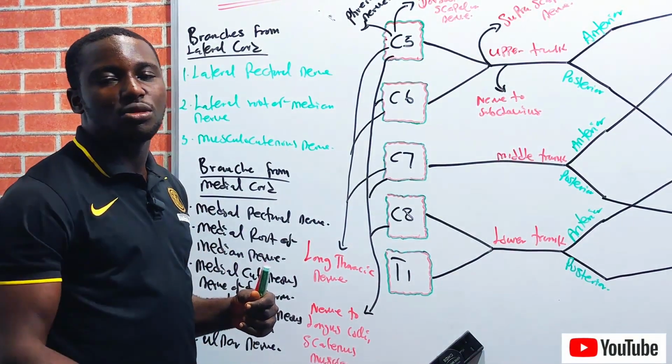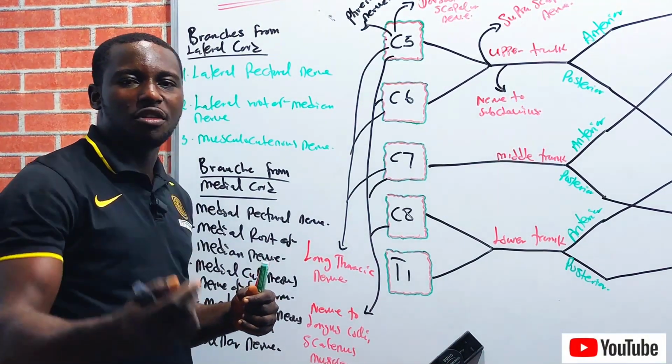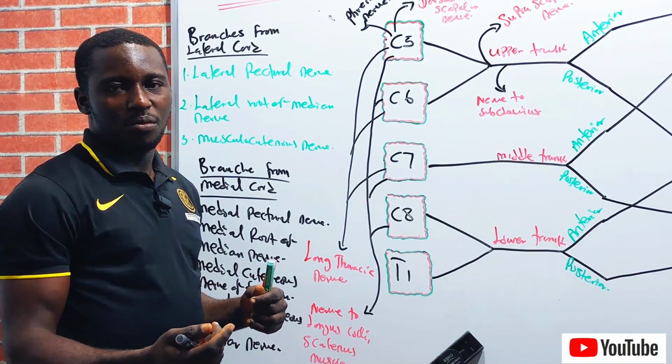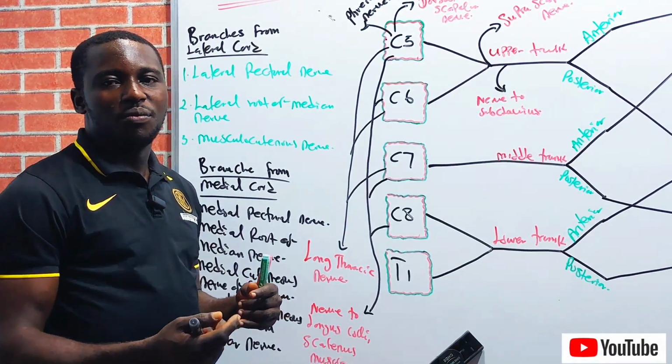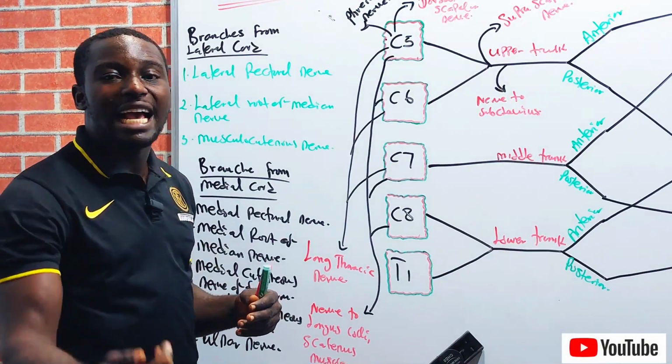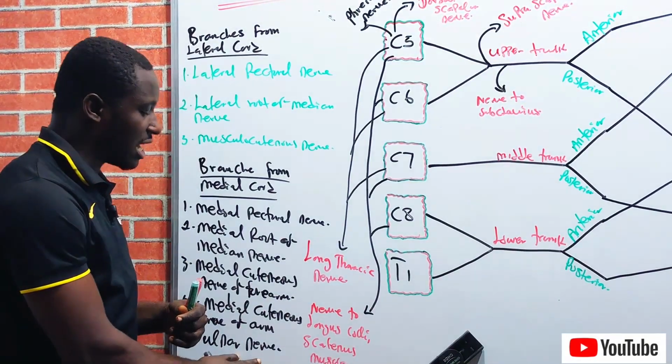It supplies the medial two lumbricals. It supplies the 7 interosseous muscles. You get? So that is how it works. It also supplies the 3 hypothenar muscles. Okay, that is all about the ulnar nerve innervation.